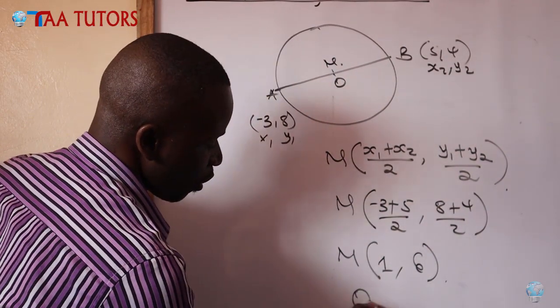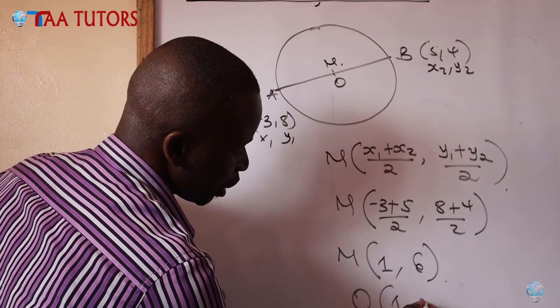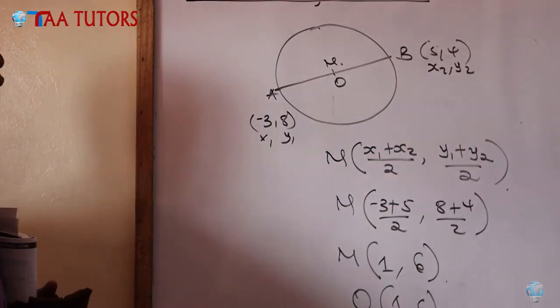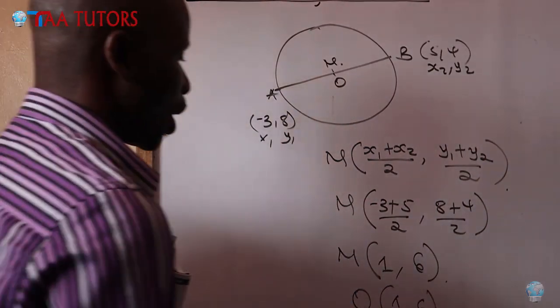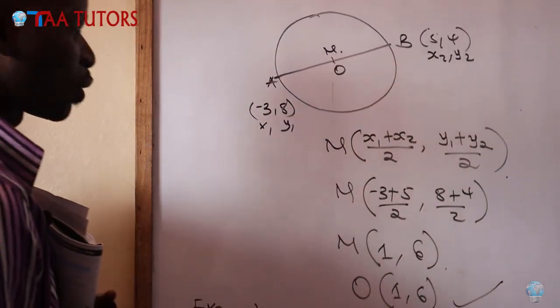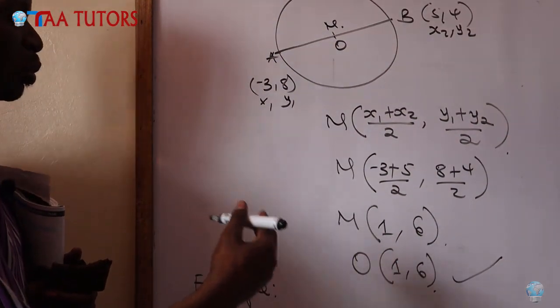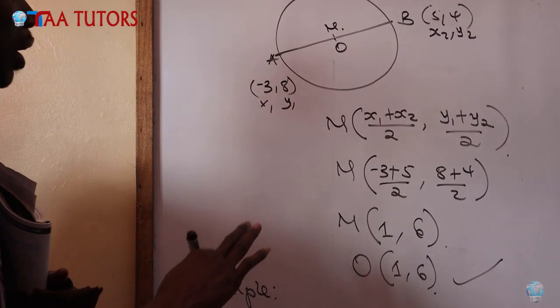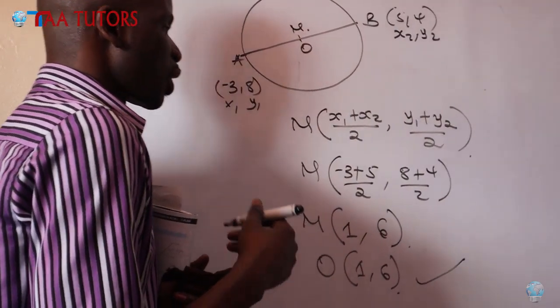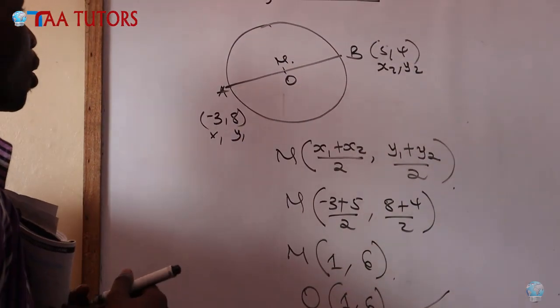So our center O of this circle is 1, 6. This is the coordinate of the center of this particular circle. Now, sometimes they'll ask you a direct question to get the midpoint between this coordinate and that coordinate. That's very direct. But in this case, we are asked to get the center of a circle, which is actually the center of a diameter.